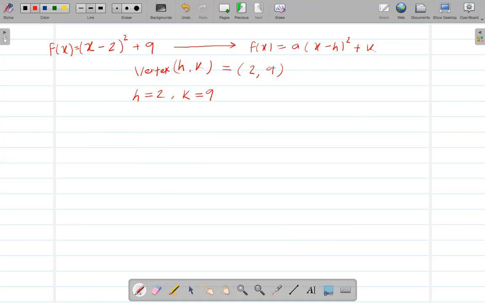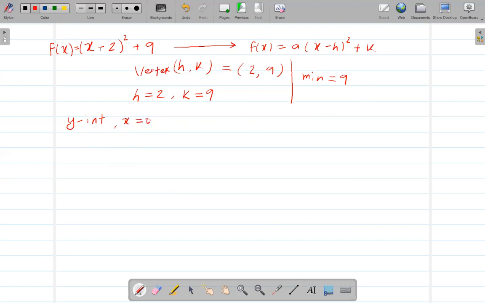And similarly, we can find the y-intercept, or we can find the max or min. Since a is positive, we get a minimum, which is always equal to the k value, 9. Now to find the y-intercept, we consider x equal to 0.